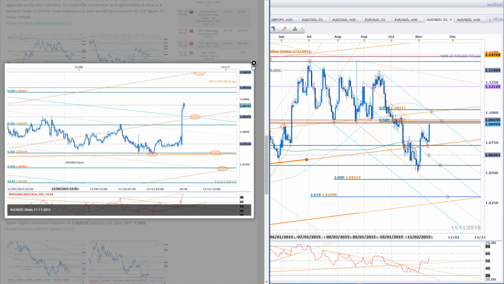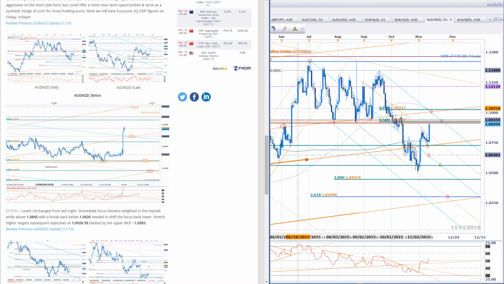Next up on tap from yesterday, we're doing pretty decent on time here. Euro Yen, Euro Aussie Kiwi, Aussie dollar.